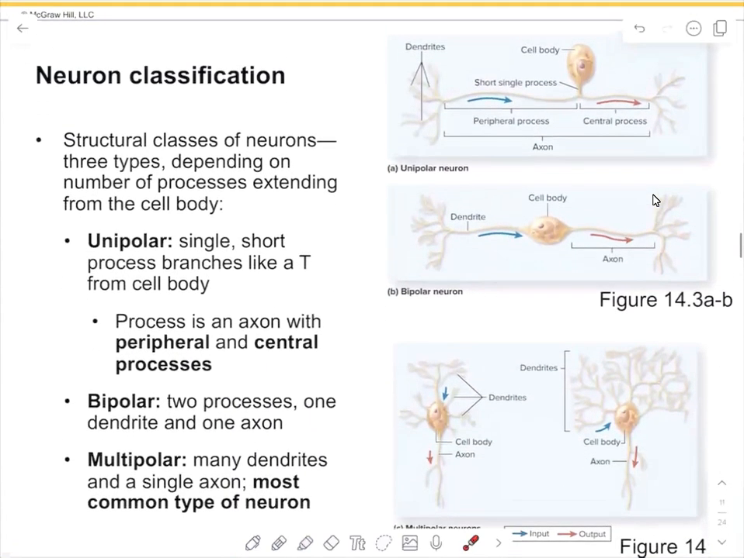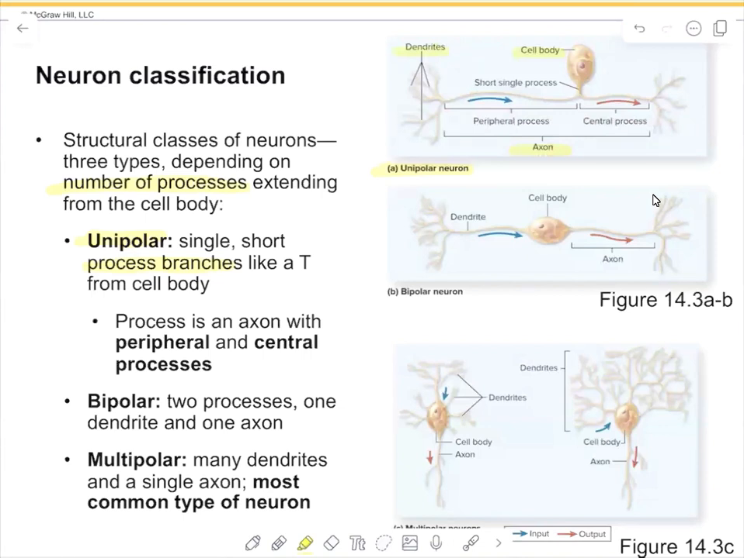When we classify neurons, there are three different groups of neurons based on structure, and it depends on the number of processes that extend from the cell body. Essentially, a dendrite or an axon is what's called a cytoplasmic process. And if there's only one single short process like a T, it's called a unipolar neuron, which is essentially what we see here. It looks like there is one continuous axon here. There are dendrites, but they basically lead into an axon.